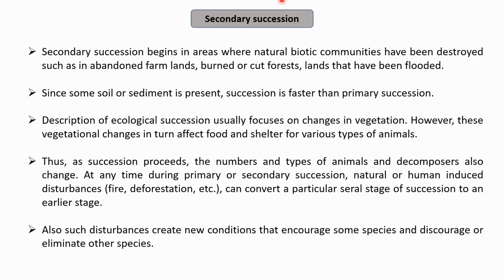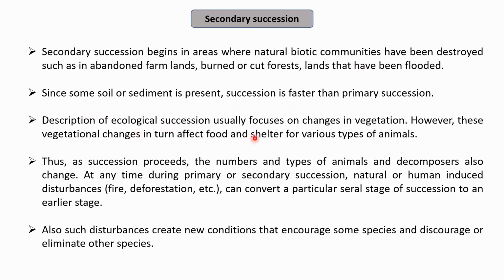The secondary succession, on the other hand, begins in areas where natural biotic communities have been destroyed, such as abandoned farmlands, burnt or cut forests, and lands that have been flooded. Now, we know that in the case of primary succession, the soil has not yet even been formed. But in the case of secondary succession, since some soil or sediment is present, succession is faster than primary succession. So secondary succession is faster as compared to primary succession.